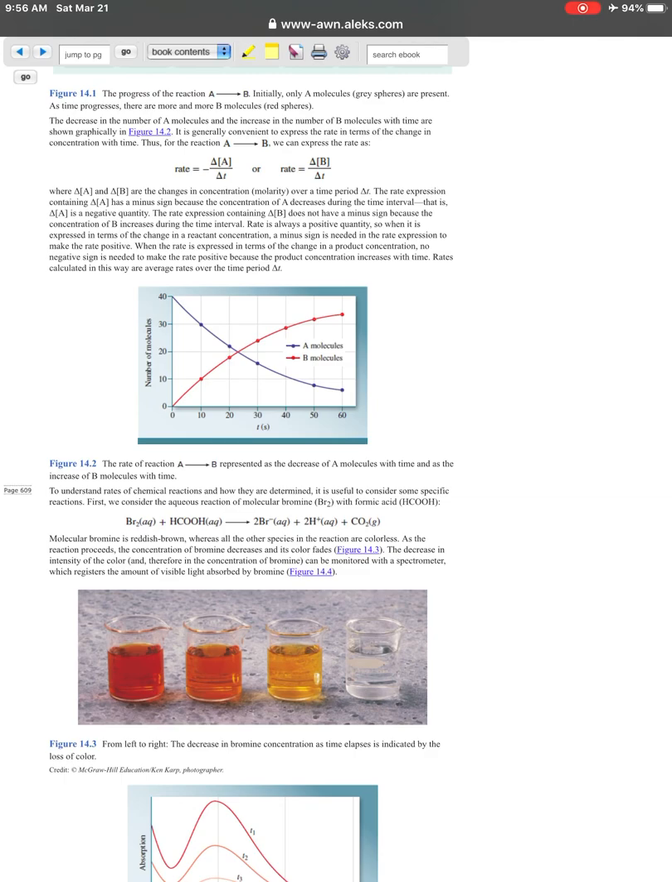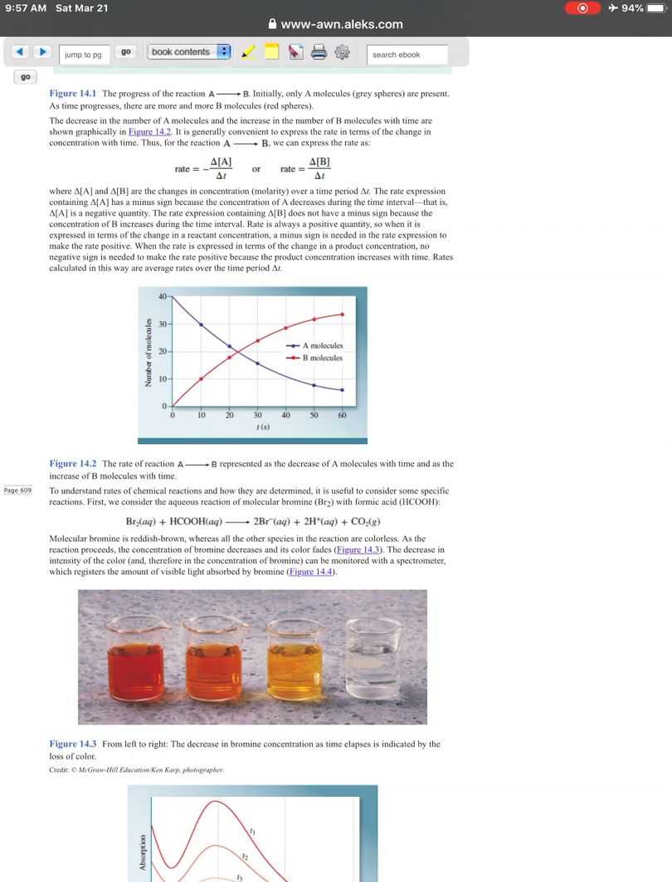In this particular context, the symbol delta means change in. Okay, so it's the change in the concentration of A or B divided by the change in time. The rate expression containing change in concentration of A has a minus sign because the concentration of A decreases during the time interval. Remember, A is being consumed, so its change is negative. That is, the change in concentration of A is a negative quantity.